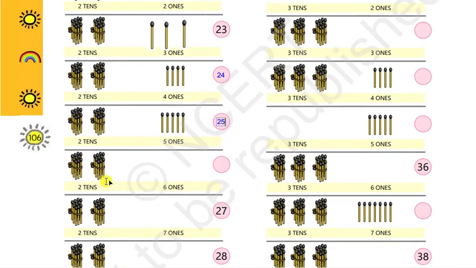Next, here is 2 tens and 6 ones. So 2 tens and 6 ones is equal to 26. Here we need to draw 6 loose matchsticks. So this is 1, this is 2, 3, 4, 5, 6. So this is 4, 5 and 6.